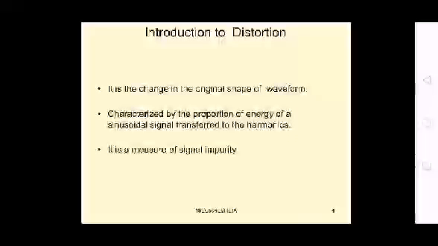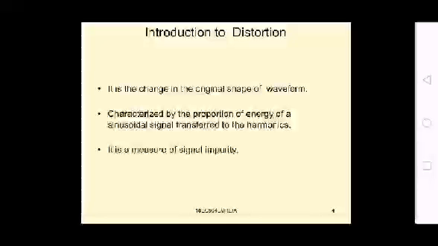So it is the measure of signal impurity, and it is characterized by how much proportion of the energy of your sinusoidal signal is transferred to the harmonics. Means you have the actual sinusoidal signal and extra signals are added to it. The original signal is suppressed and you have extra signals that we call harmonics of the original signal.